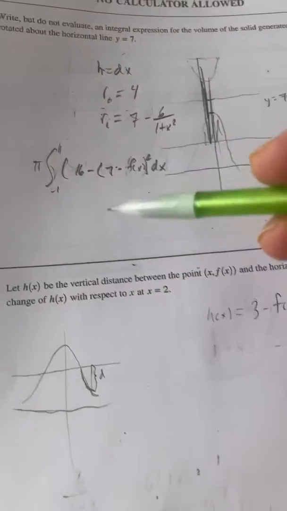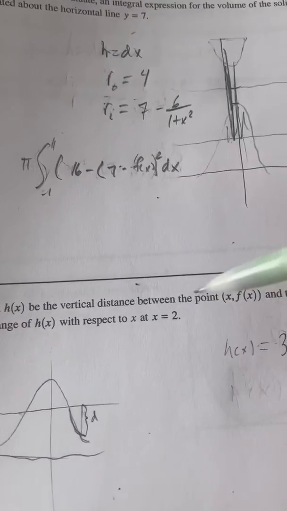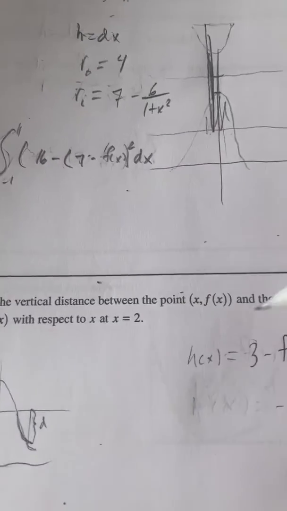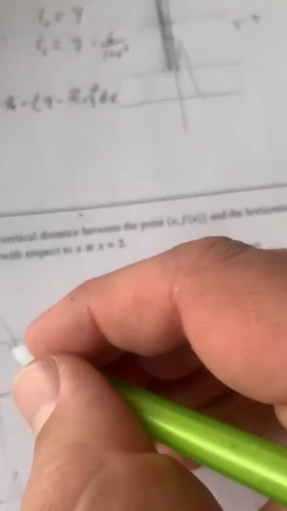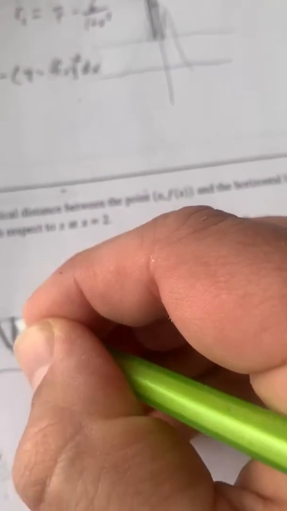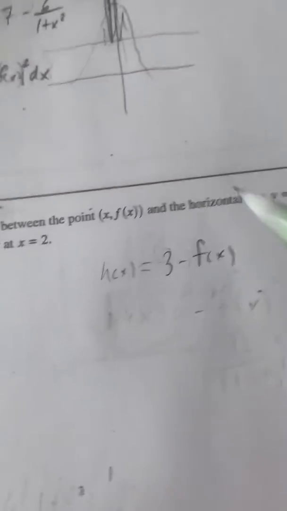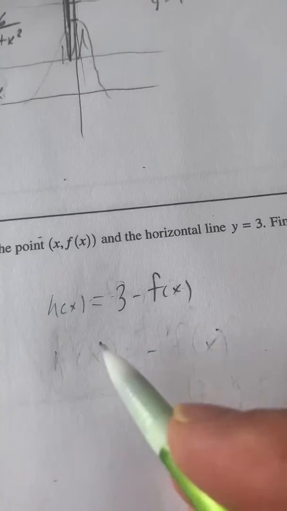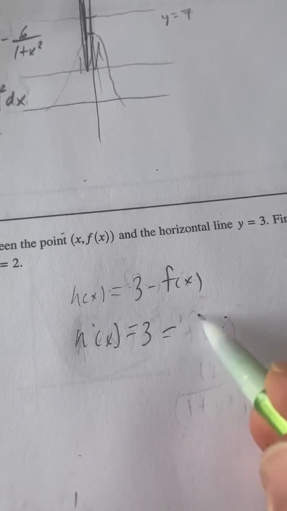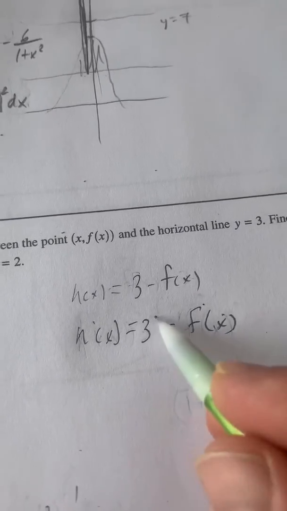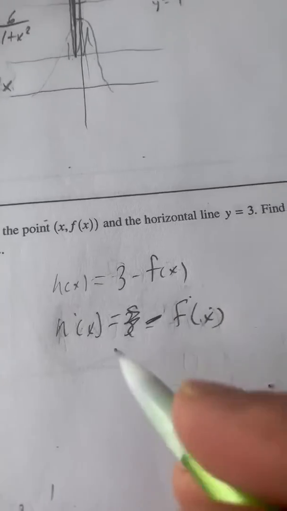The last one says, let h be the vertical distance between some point x, f of x, and the line y equals 3. And then it says around x equals 2. So if I'm looking in this area here, that vertical distance would be right there. So the vertical distance would be 3 minus f of x, which I've got here. So then h prime of x would be just minus f prime of x.